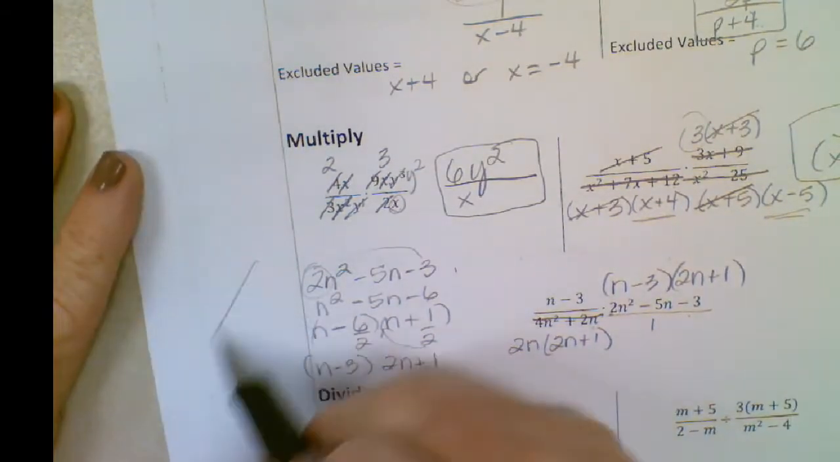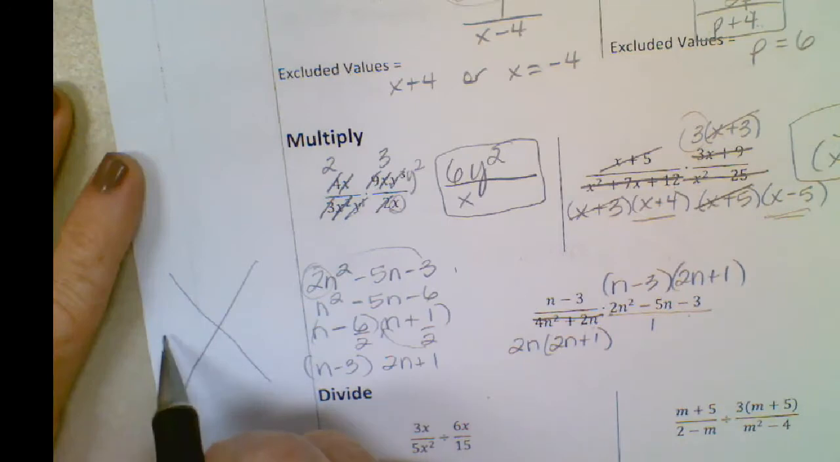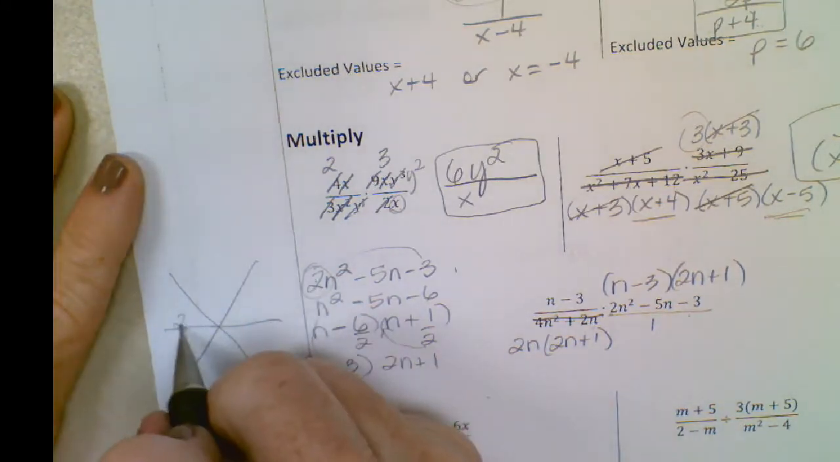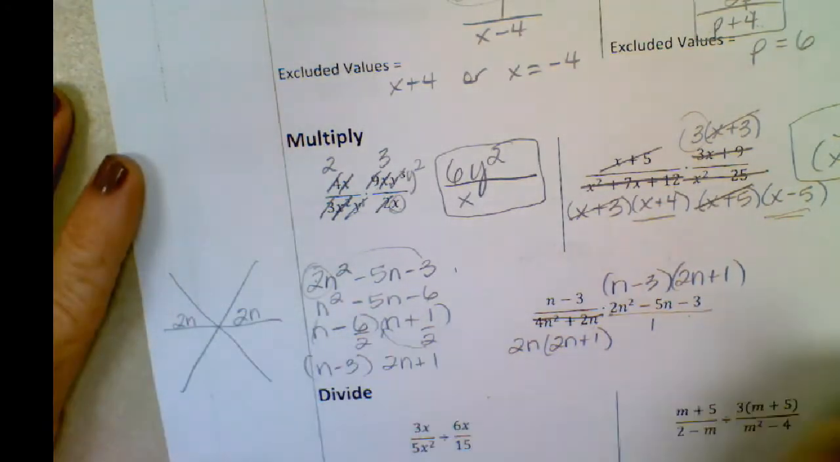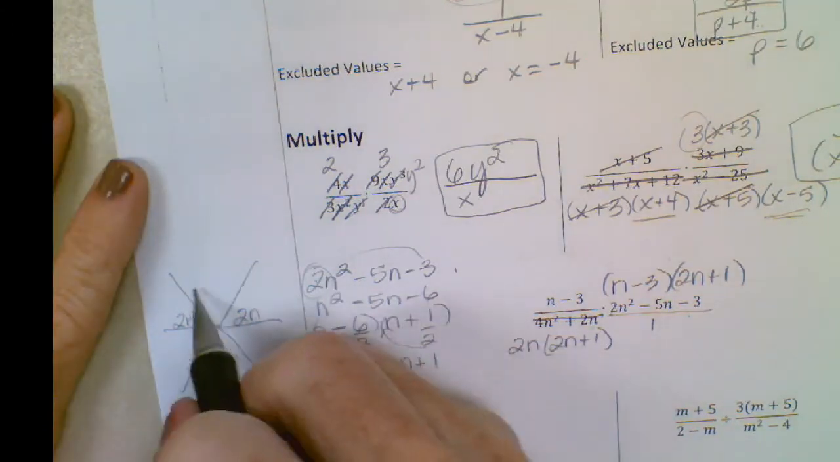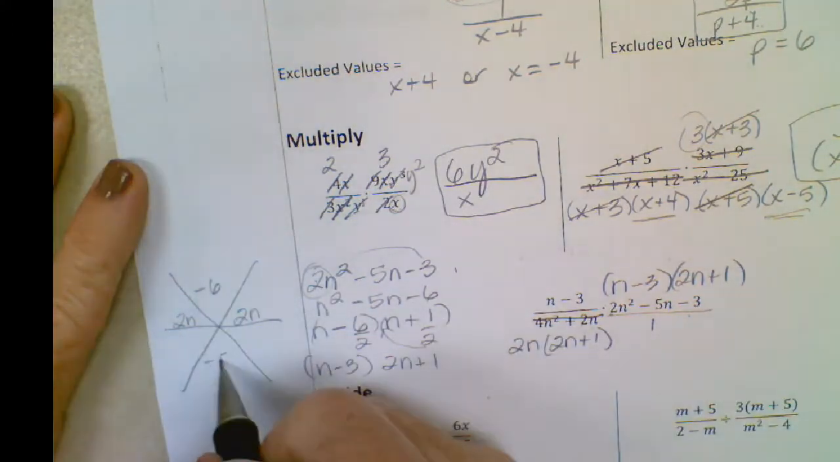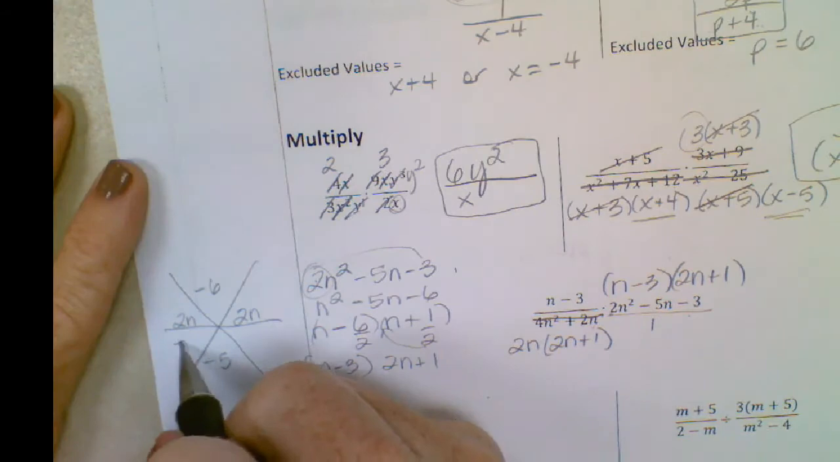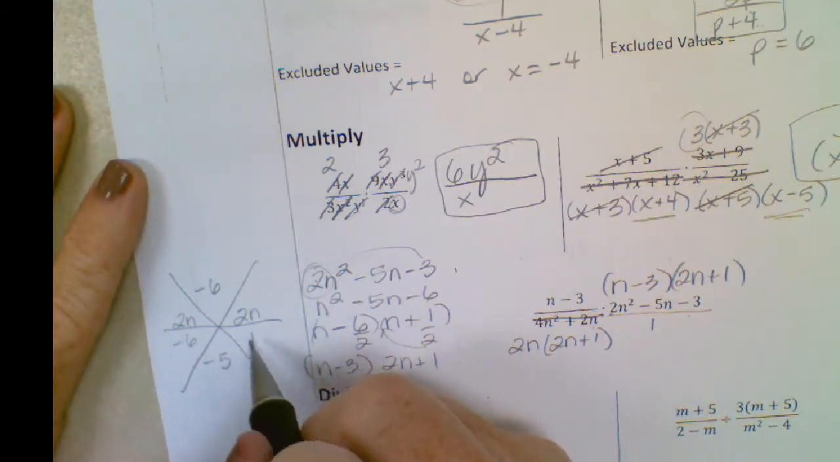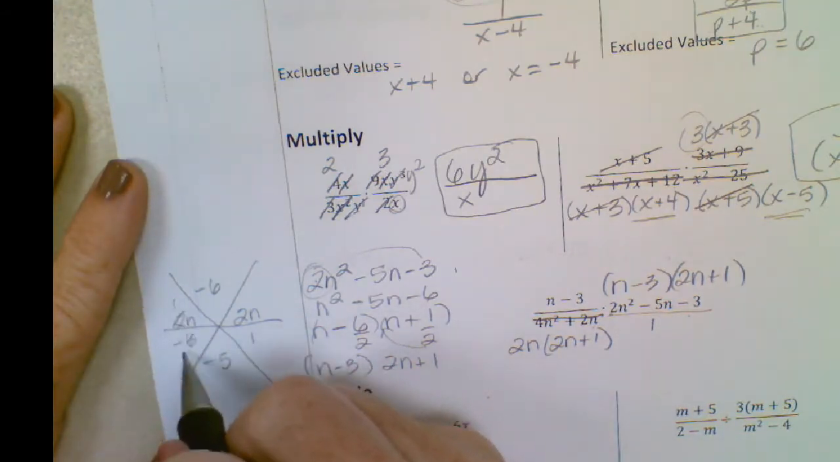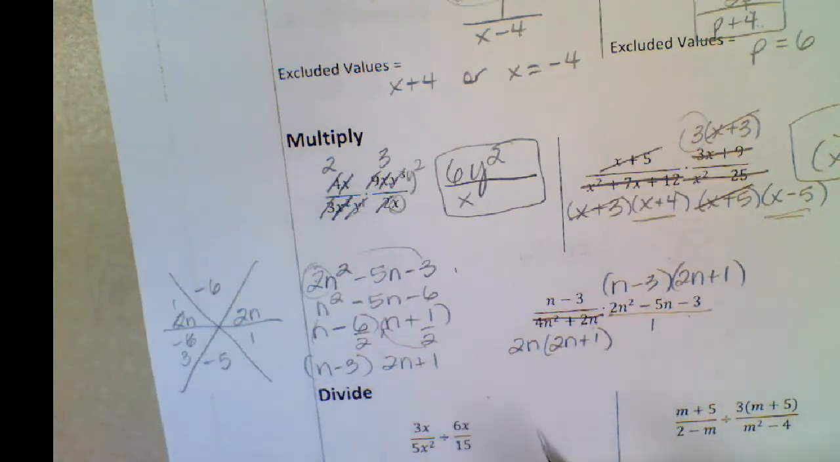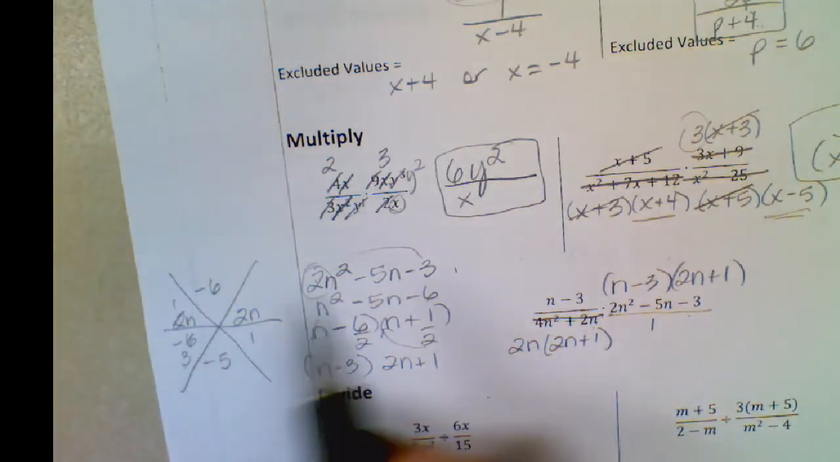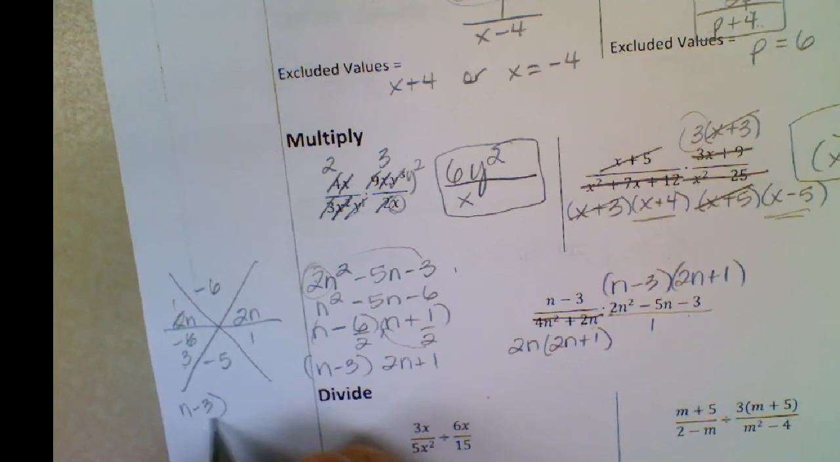I'll go ahead and do x factor also, just as a refresher. Your a value and your variable go on top. Your AC value goes here. Your b value goes down here. Then you factor and reduce. This reduces to 1 and 3. So you get n minus 3 and 2n plus 1. Either way, you need to be good at one of those ways.